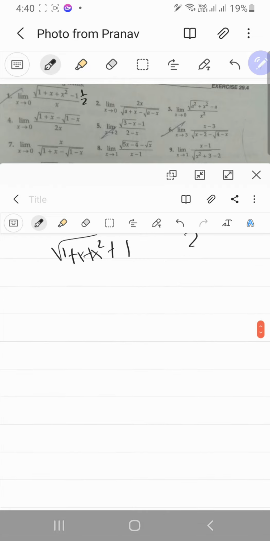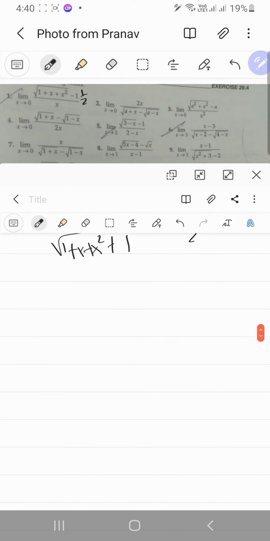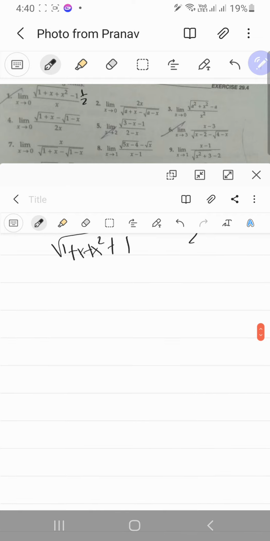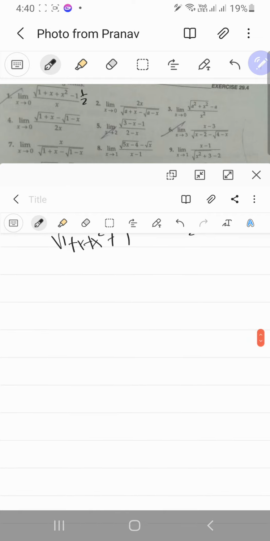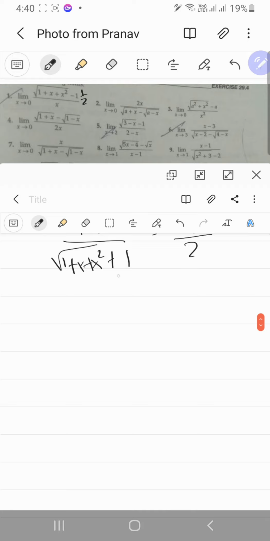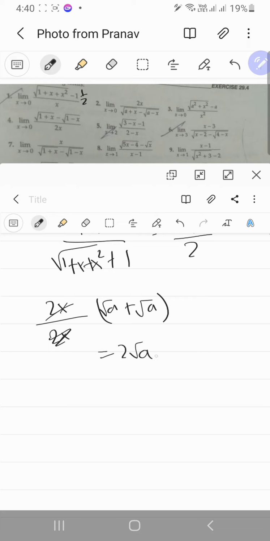Next, limit as x tends to 0 of 2x upon square root of a plus x minus square root of a minus x. Yeah, just rationalize this. So this is going to be 2x upon 2x, okay, and then square root of a plus x, so this is like square root of a plus square root of a, right? So this cancels, so just get 2 square root of a. That was easy. So this is just going to be 2 square root a.